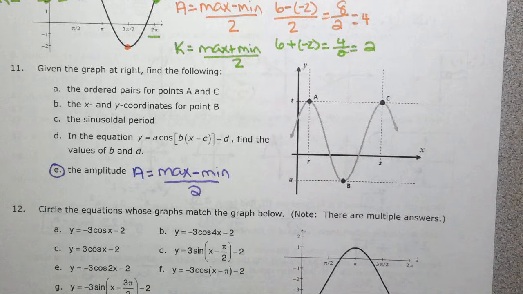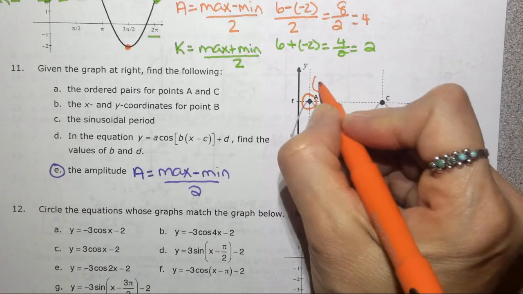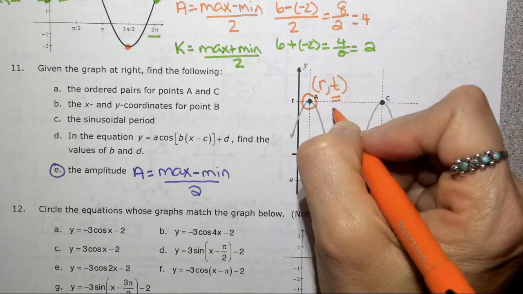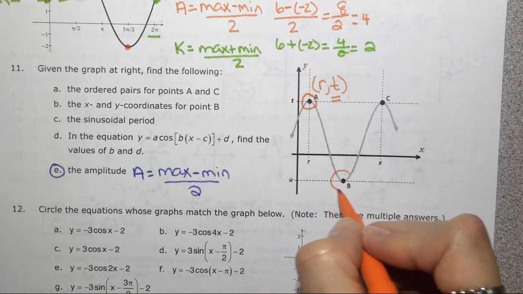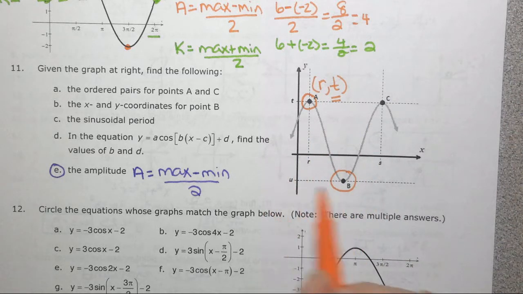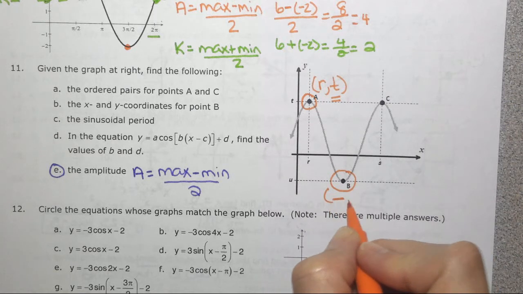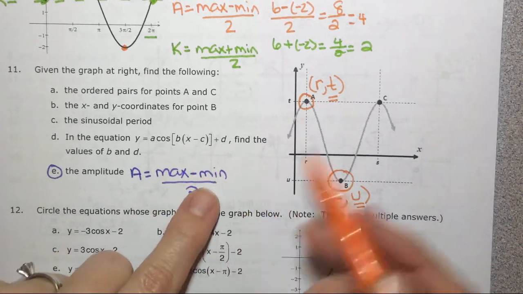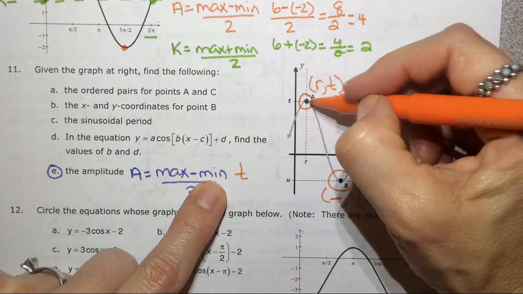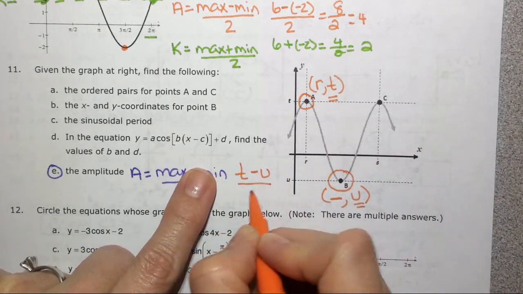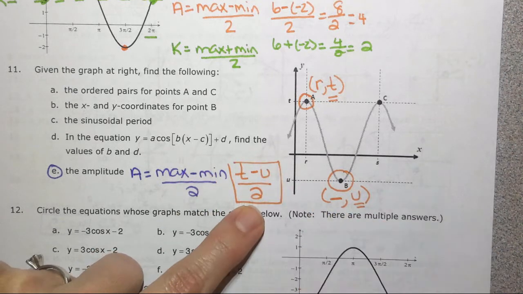So hopefully we can all agree that this up here is the highest my graph goes. And the ordered pair for the highest point is R, comma, T. So I really only care about the T, the height of it. And this is the lowest part of the graph. Again, the only thing I really care about is the Y value. I don't even care about the X value right now. I just care that the Y is U. So when I plug into this formula, my max is T, because that's my highest Y value. My minimum is U, because that's my lowest Y value, and I'm going to divide them by 2.